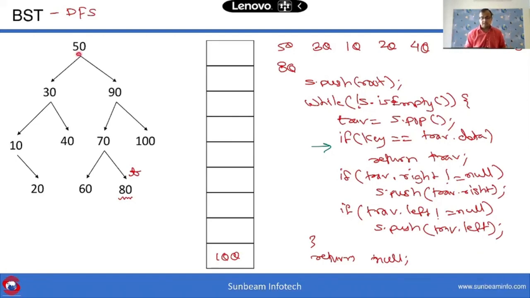You started from 50. You go to the 30. You go to the 10. Then you go to the 20. After 20, you go to the 40. After 40, you go to the 90. From the 90, you go to the 60. And from the 60, you go to the 80.